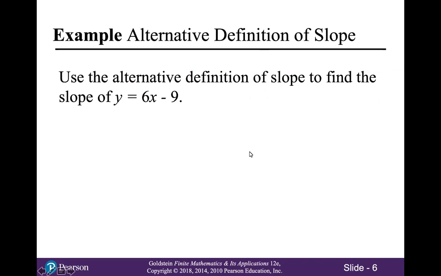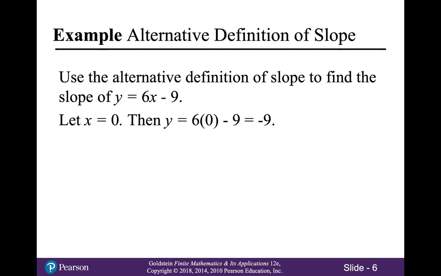All right, so in this example, we'll use the alternative definition of slope to find the slope of y equals 6x minus 9. I don't mind telling you that this is not normally the way I would find the slope of y equals 6x minus 9. What they're doing is finding two ordered pair solutions for this equation, sort of like we did in the last section when we made the table, when we were graphing the line, starting with x equals 0, and you can really use any value of x here.